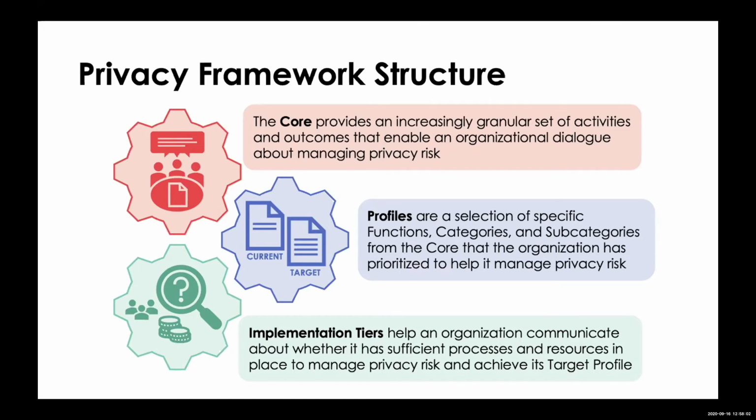So, an organization may say, hey, where are we right now with our privacy program? Look at the outcomes and activities in the core and create a current profile, the core functioning as a menu. And then saying, okay, where do we need to be? There may be some gaps. There may be some outcomes or activities that we want to get to. Let's put that in our target profile. An organization can then use implementation tiers to communicate about whether it has sufficient processes and resources in place to achieve that target profile.